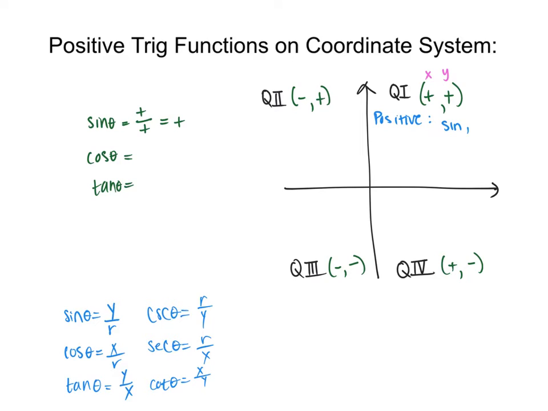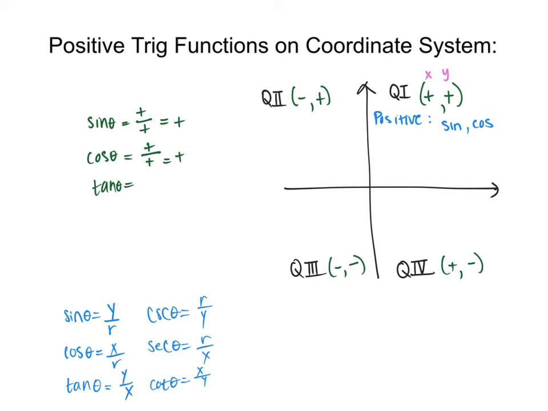So cosine, well, it's x over the radius. Radius is always positive, and in this case, x is also positive, right? So that means that it will also be a positive number no matter what the situation is. So in this case, cosine works as well.